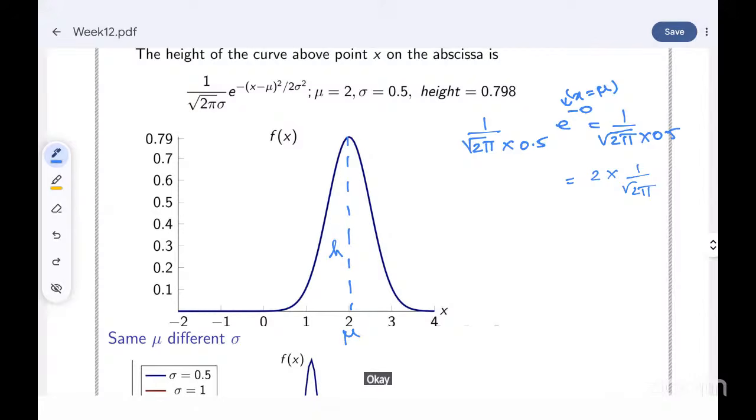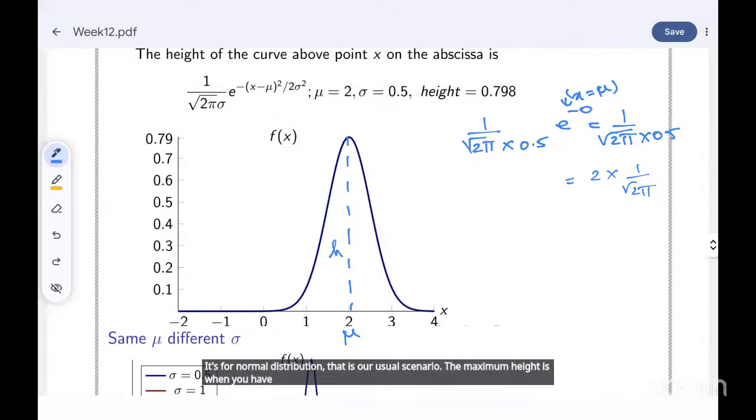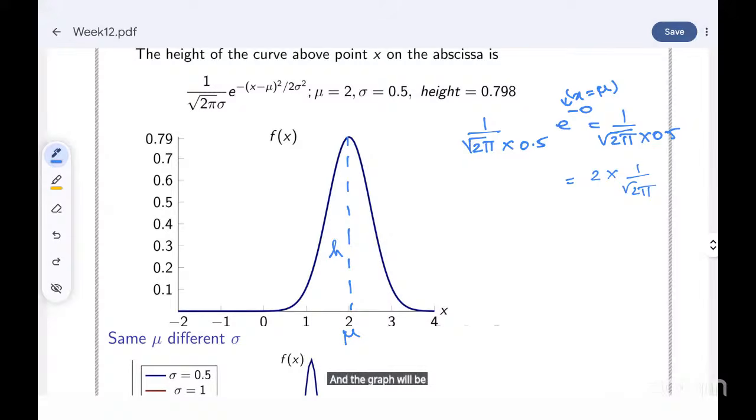This height will always be maximum at the value of mu. Like we are getting the maximum height when x is equal to mu. Is it always the case? Yes, for a normal distribution, that is the usual scenario. The maximum height is when x is equal to mu and the graph will be symmetric about that point.